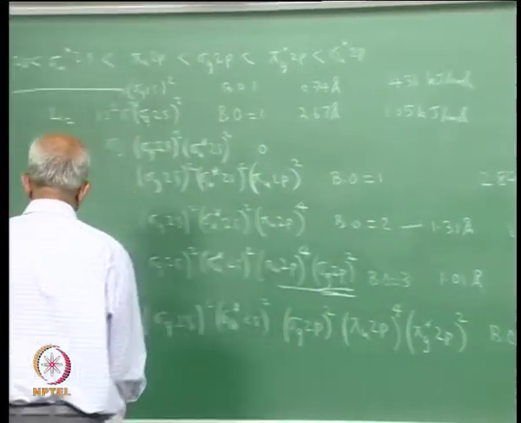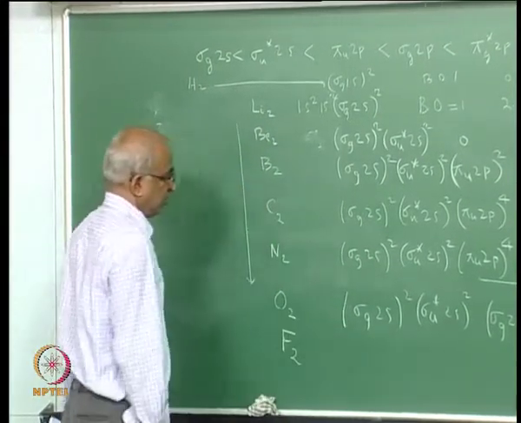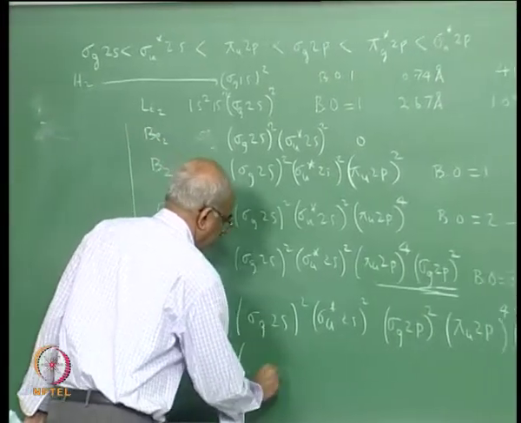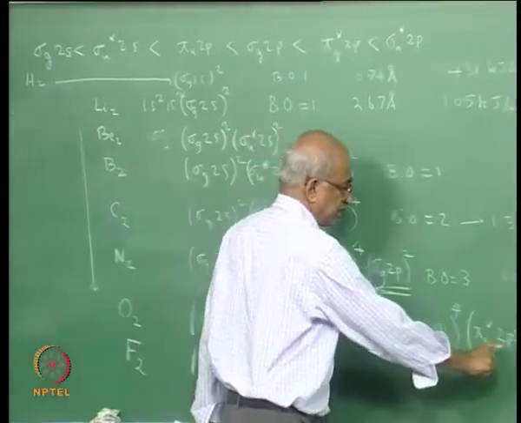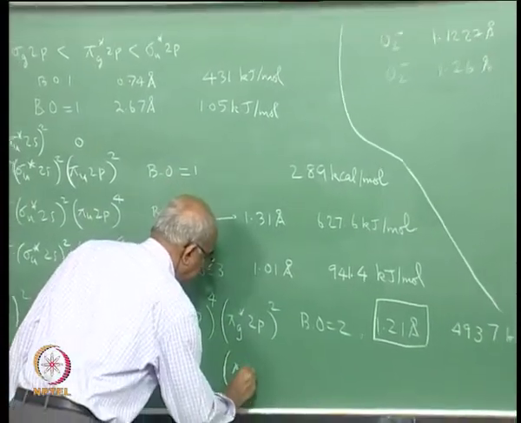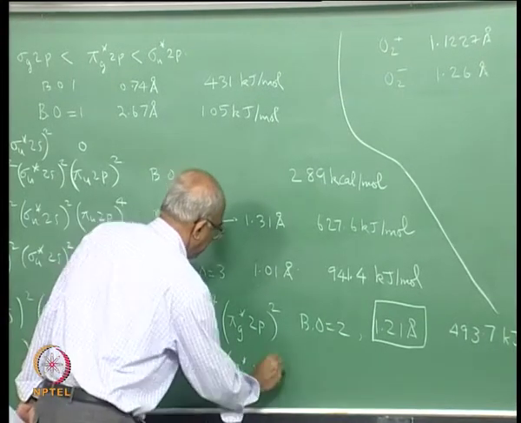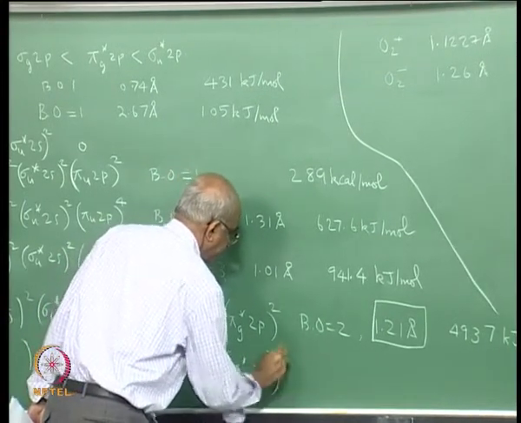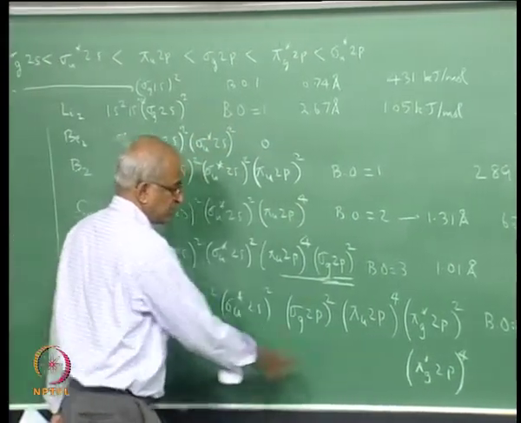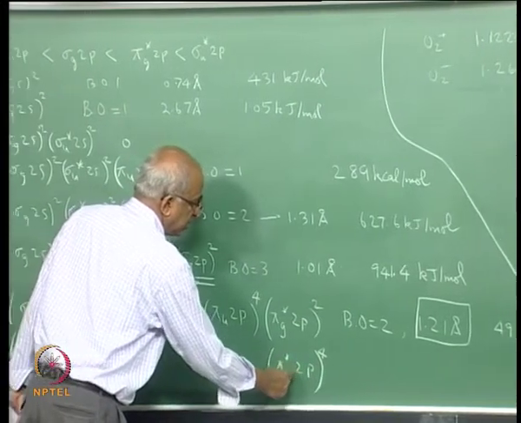Finally, if you think of F2, you will have just one more electron. So, all these things can remain as they are, but the last orbital pi g star 2p now has 4 electrons. That means there are no unpaired electrons. See, everything else remains the same. You put 2 more electrons, so this will become pi g star 2p.